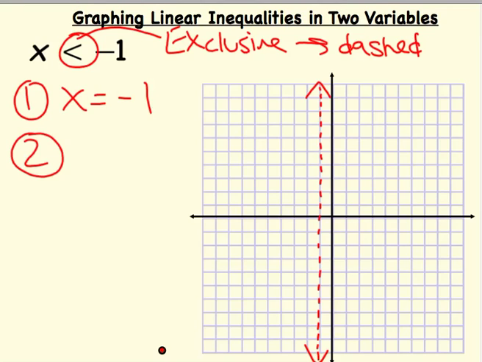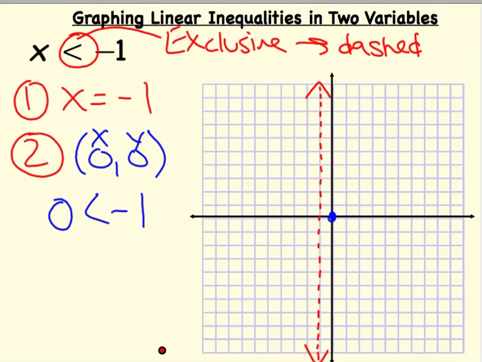Now, again, we could pick the test point to be 0, 0. We can do that whenever the boundary line doesn't go through the origin. So 0, 0. Notice this time, I can't plug in 0 for y, but I can plug in 0 for x. 0 is less than -1. So that is false. 0 is not less than -1.